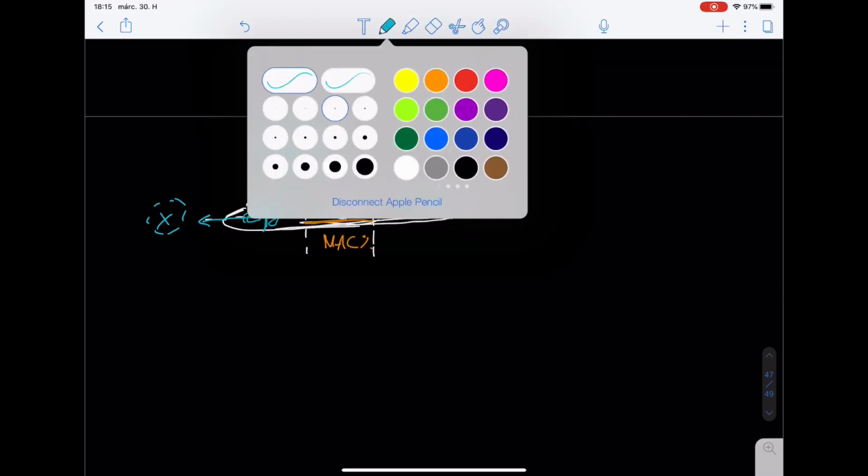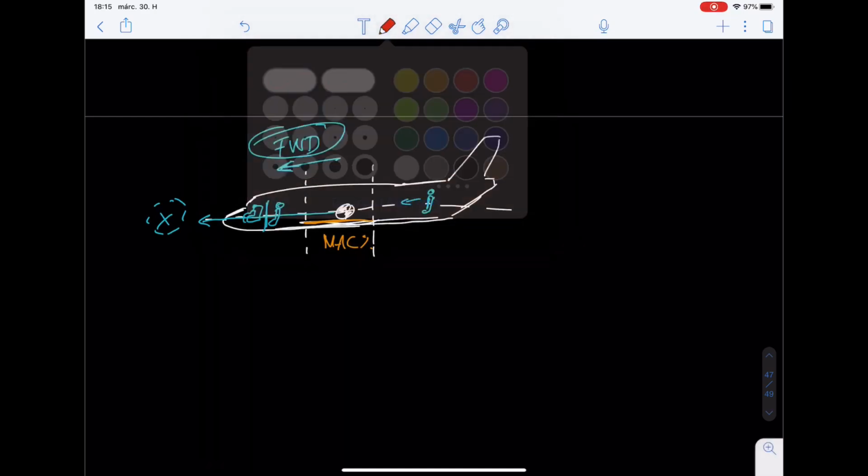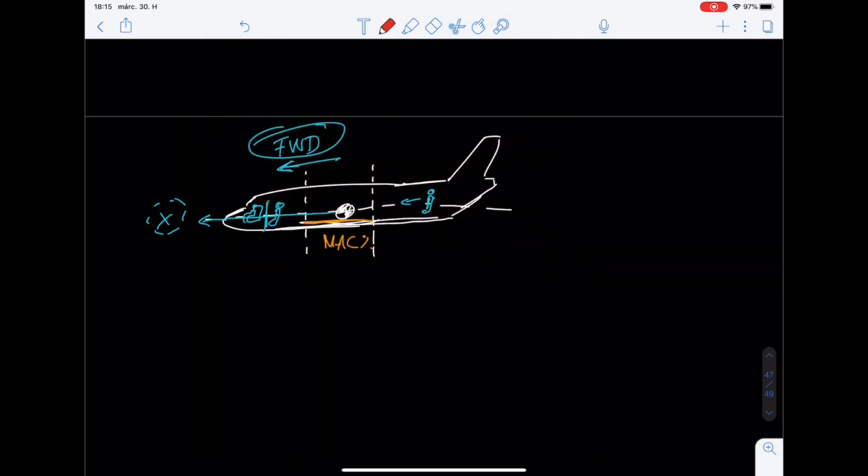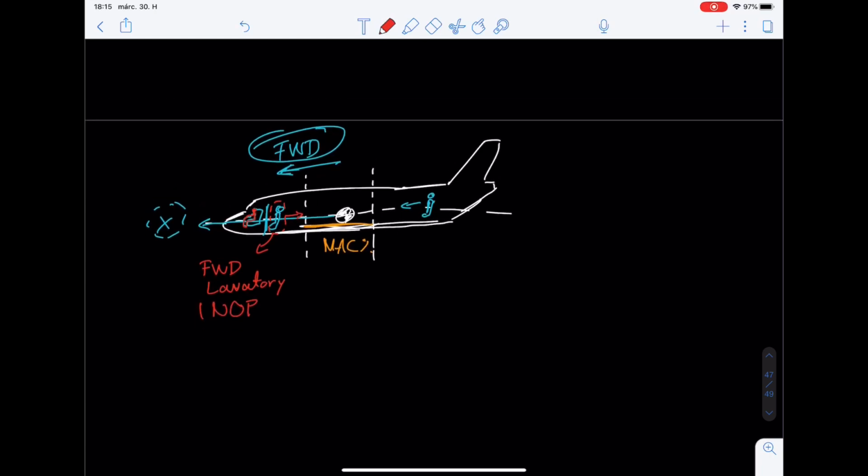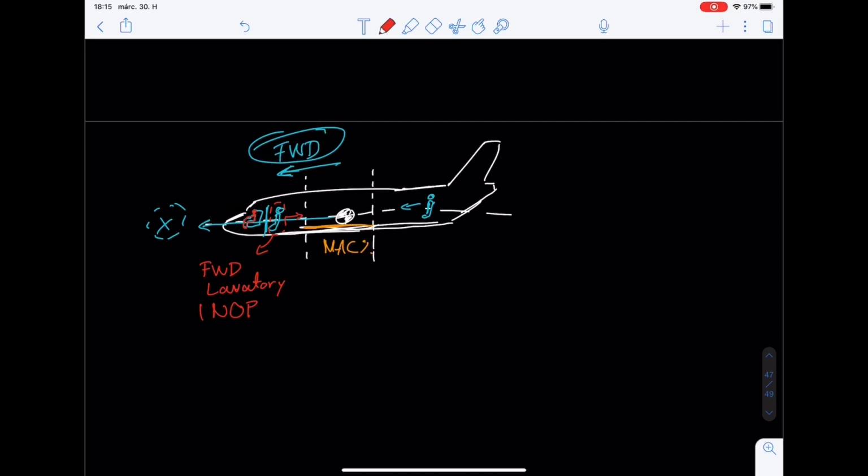But when you're in the cockpit and you want to go to the forward lavatory, for example, as it's called in commercial airplanes, let's say it's inoperative, it doesn't work, the forward lavatory. Then you would have to go all the way through the cabin to the rearward. But in aviation, we don't say rearward, we say aft.